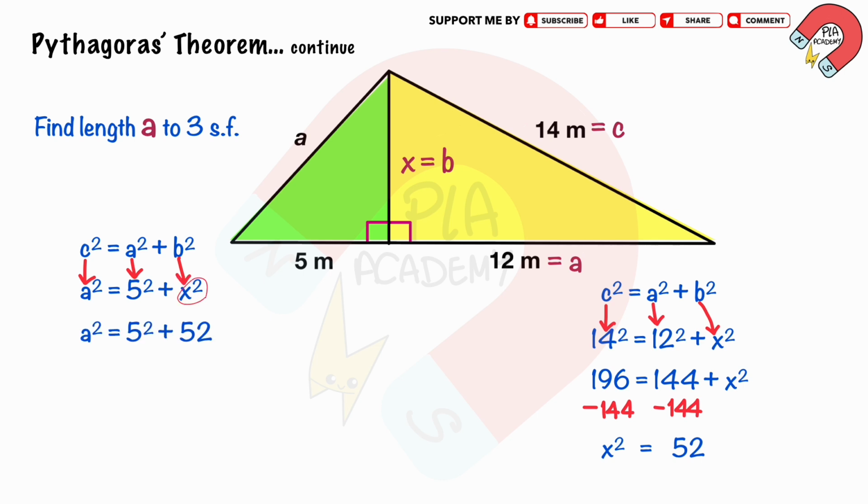Substitute x squared equals 52. Calculate: a squared equals 77. Take the square root of both sides, so a equals square root 77. So a equals 8.77 meters, rounded to 3 significant figures.